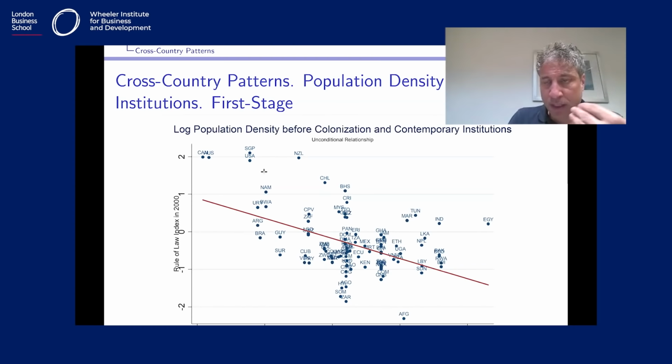Similarly, one could proxy the conditions that Europeans faced with population density, roughly speaking, in the 15th, 16th century. And one again gets similar correlations: in places with low population density, it was easier for Europeans to migrate because they didn't find a large kingdom to oppose them, for example. So there was a lot of land and very few people. So it was easier for Europeans to migrate and set up a farm, for example. Likewise, you see a similar negative association between rule of law today, as a proxy of institutional quality, and what happened population-wise before colonization.